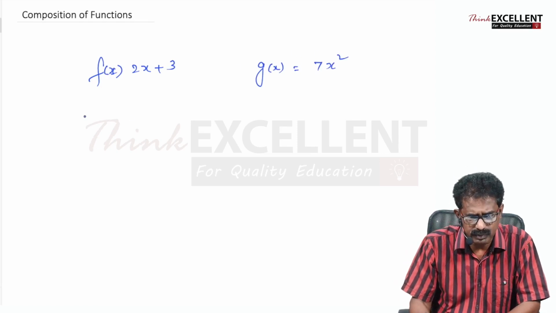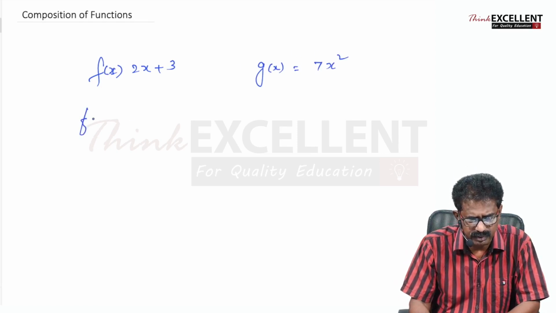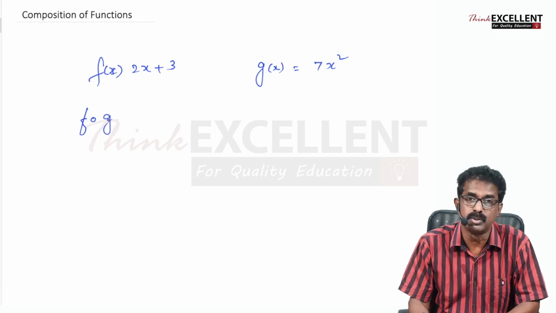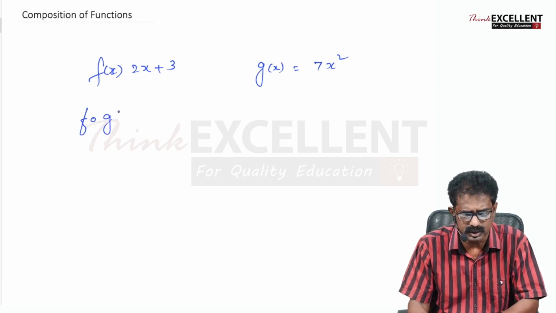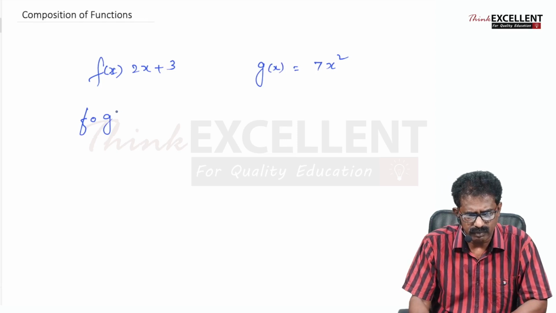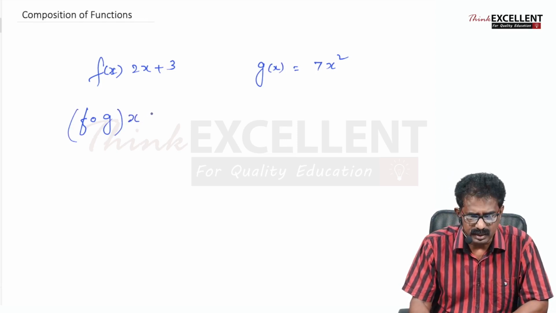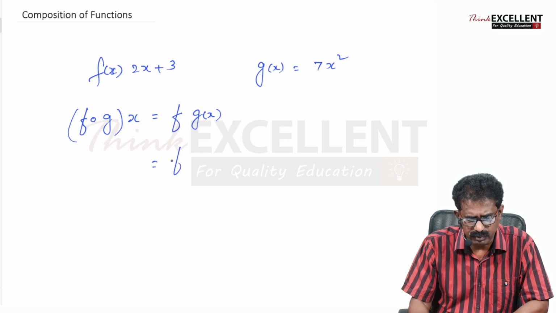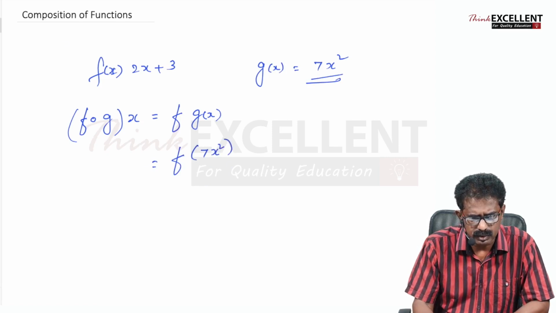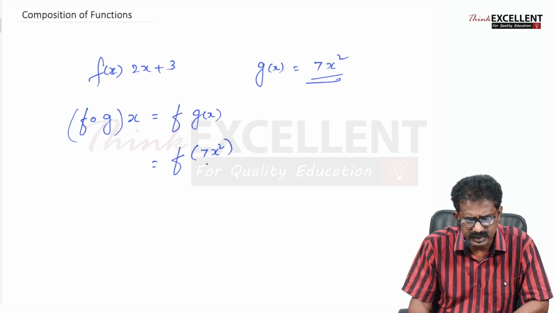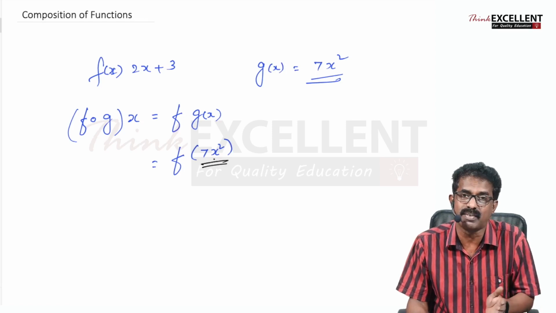Then the composition of two functions we denote like this. f, small circle, g: f composition g. If you want to find this, you find (f∘g)(x), and this we denote as f(g(x)). So that is f of, what is g(x)? g(x) is 7x². Now what do you find? f(7x²). You have to find f of 7x².